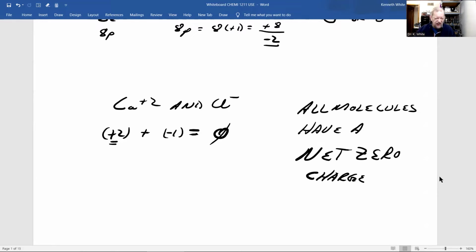You cannot change the charge, but you can change how many. To get this to 0, plus 2, we need a -2. Therefore, we multiply that like that. And what does that mean? The empirical formula: 1 calcium and 2 chloride ions.